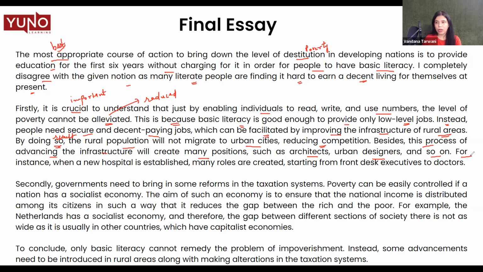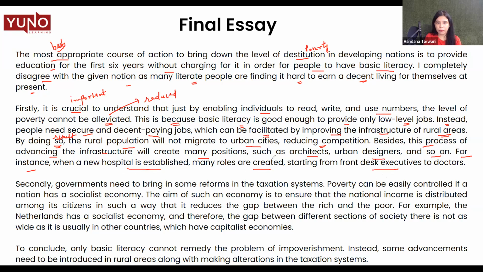And then, for instance, is a transition linker that you can use to give an example. For instance, when a new hospital is established, many roles are created starting from front desk executives to doctors. So this is how you can develop your idea by giving reasons, examples, and of course the impacts.